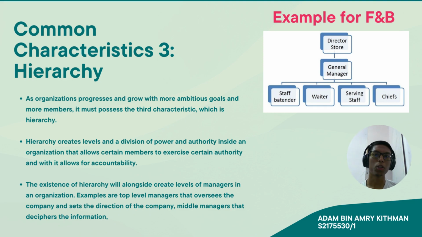Because of hierarchy, we have top level, middle, and also bottom level managers. And for example, as we can see in the food and beverages industry, we will have the director of the store, the chef, the cleaner, and the store clerk, all working together within a specific hierarchy or structure that has been created for them, allowing them to only exercise the certain power that has been given. For example, a chef cannot do the job of the store director, and the cleaner cannot do the job of a chef.